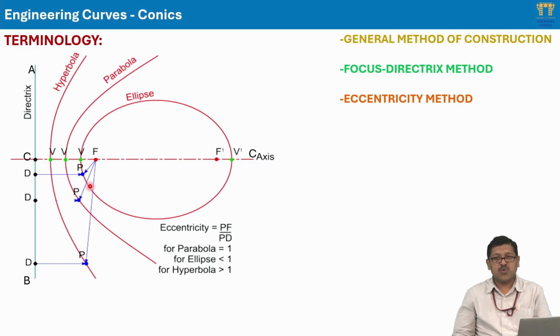So what is this ratio? This ratio of PF by PD is nothing but eccentricity. Eccentricity is denoted by small e. So for ellipse it is less than 1, for parabola it is equal to 1, and for hyperbola it is greater than 1.